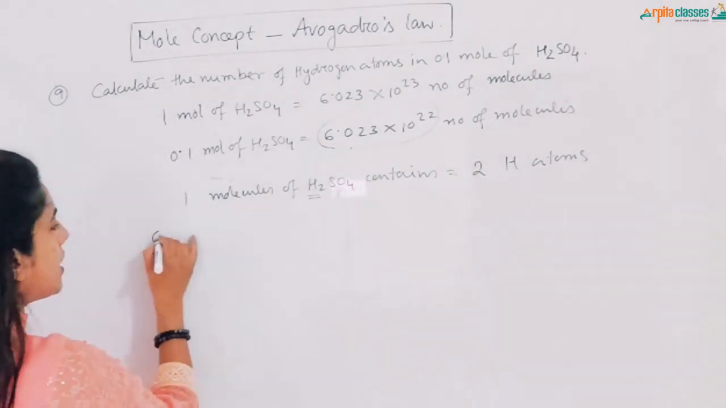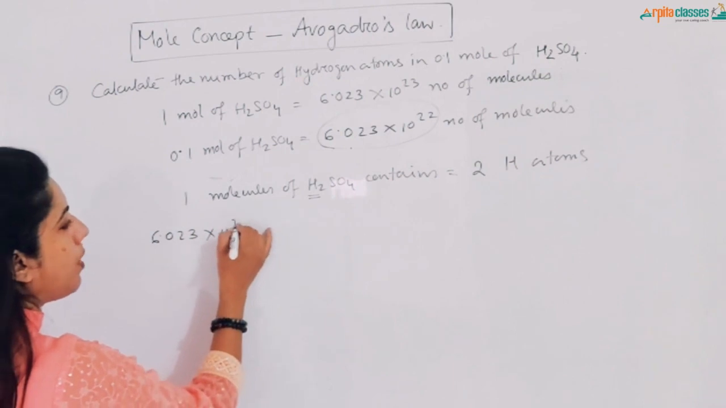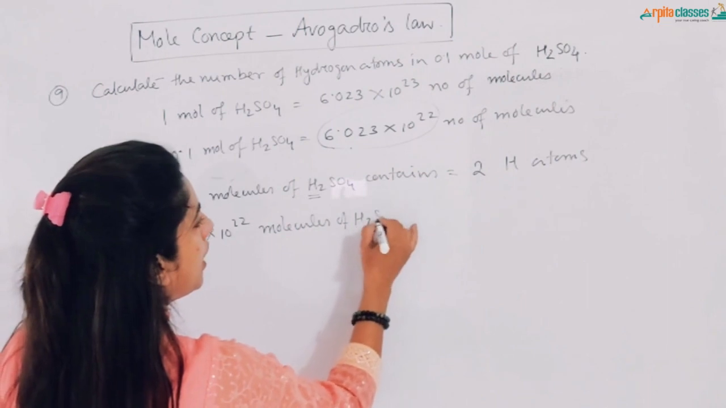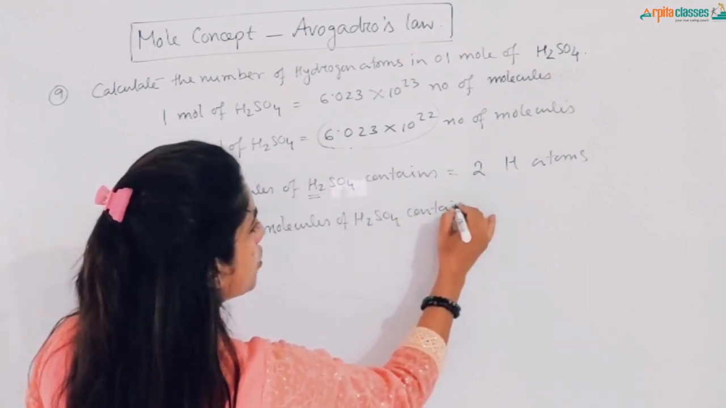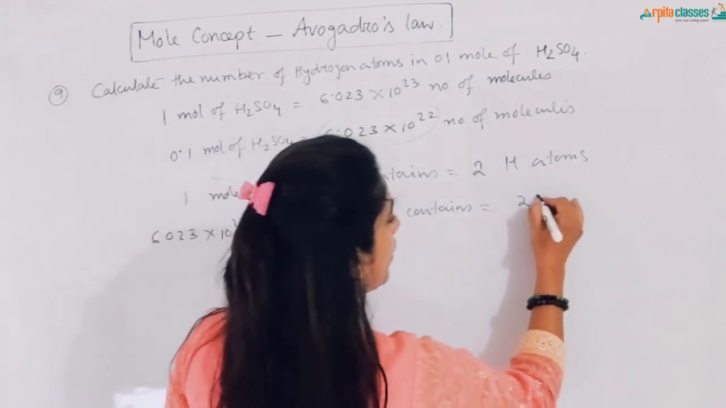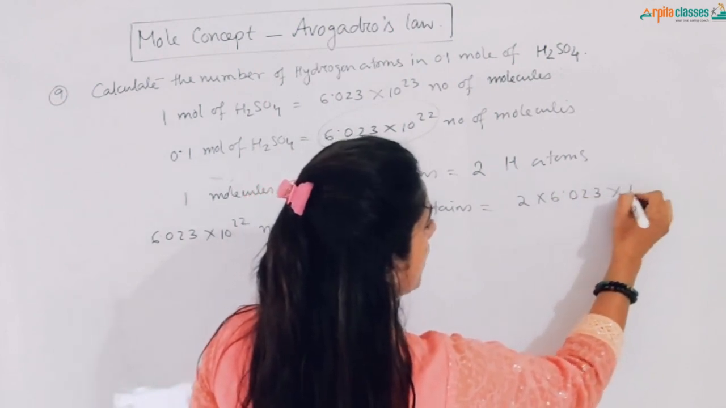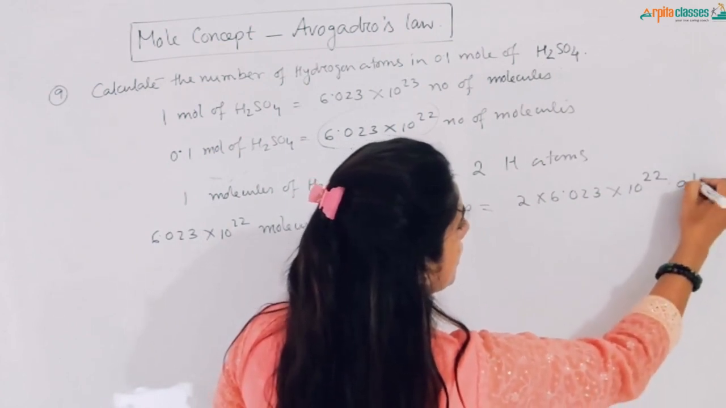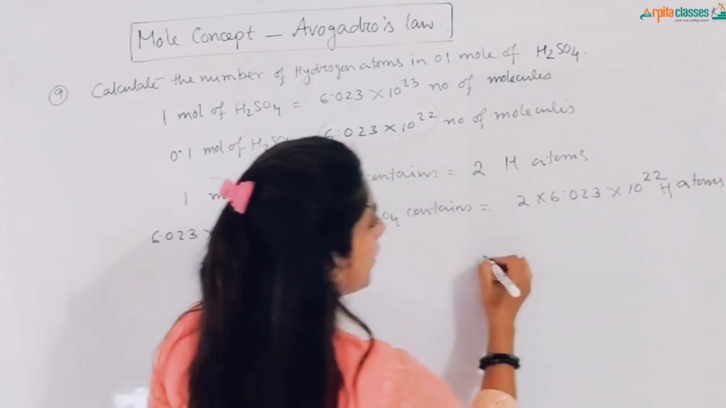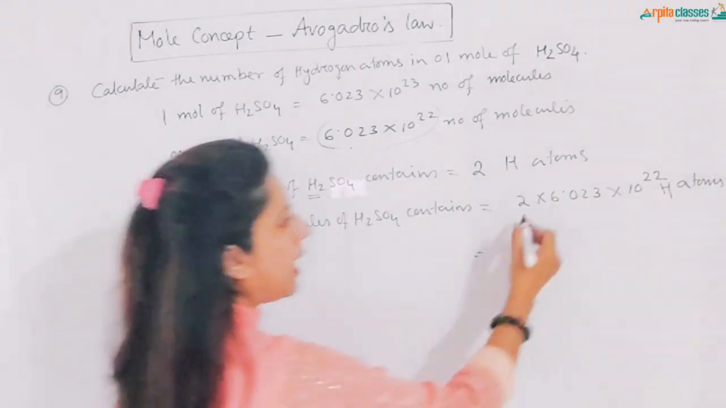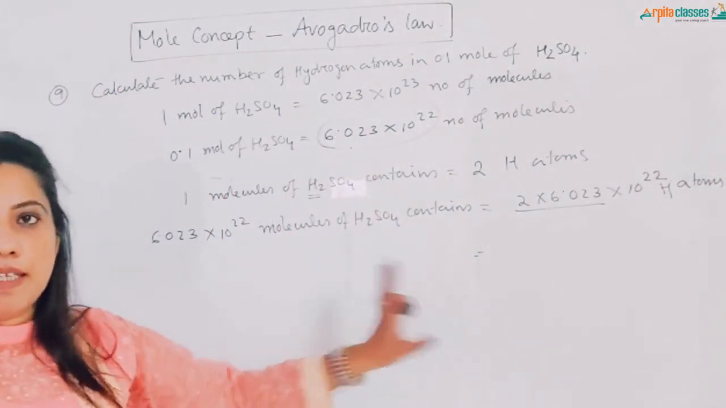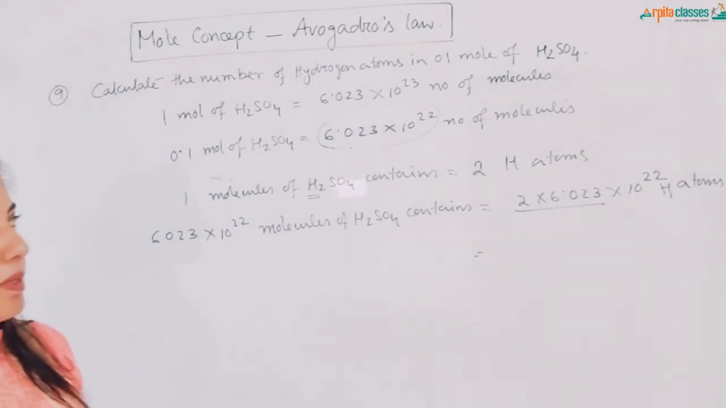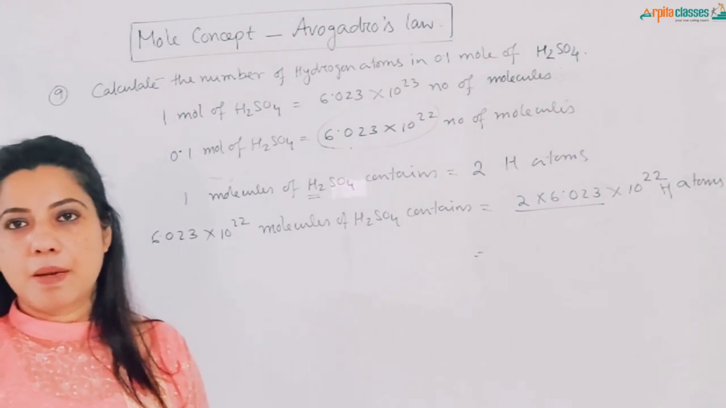Now let us do. So 6.023 into 10 raised to power 22 molecules of H2SO4 contains 2 into 6.023 into 10 raised to power 22 hydrogen atoms. Okay, so now you can multiply these two and write down the answer, or you can keep the answer this way also. Both of them will work. So even this is acceptable. So yeah, this is a sum.